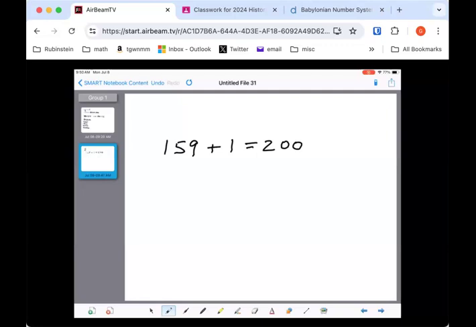I don't want to give a hint just yet, but all I'll say is every single day of your life, you encounter this situation twice a day where it seems that 159 plus 1 becomes 200. That's my hint for you.